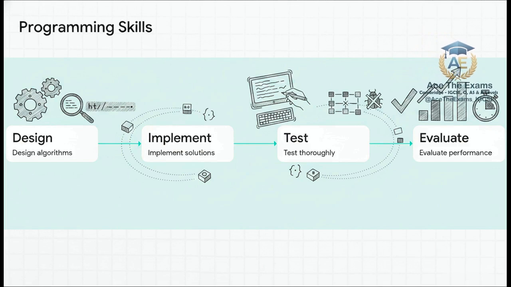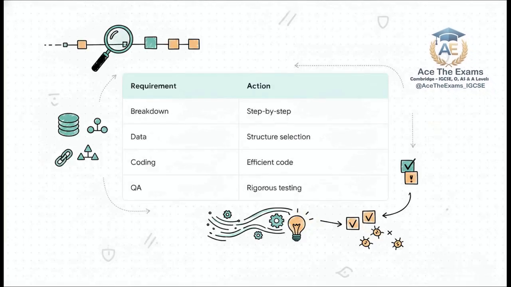Sam rushes and skips straight to implementation, right? That is a guaranteed way to lose method marks. The examiner wants to see your thought process on the page. Think about the breakdown of algorithmic requirements here.